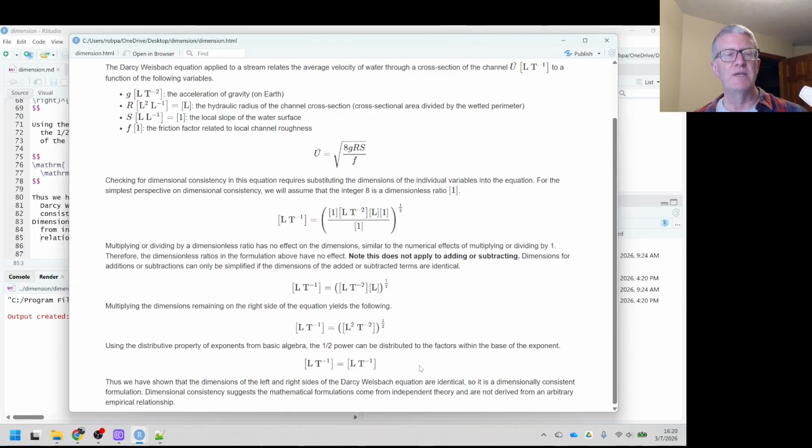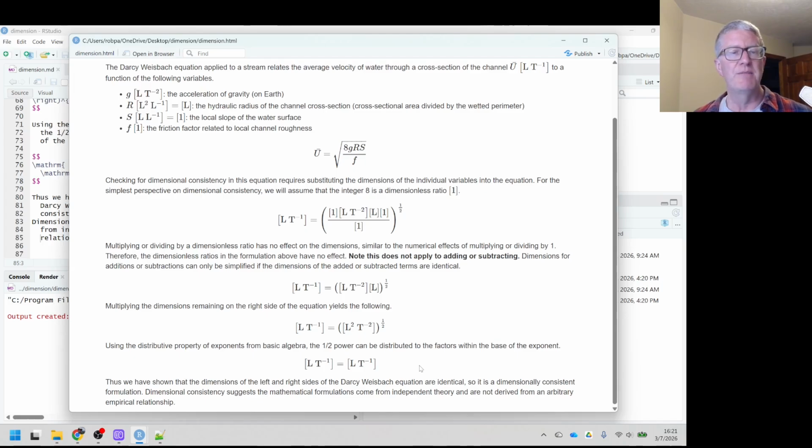Sometimes, however, we just use equations that have a mathematical formulation or a mathematical shape that matches the pattern that we're trying to look at in nature. And that is what we call an empirical relationship. Whatever the mathematical shape is might be good enough. And those equations, when we apply them, are typically not dimensionally consistent.